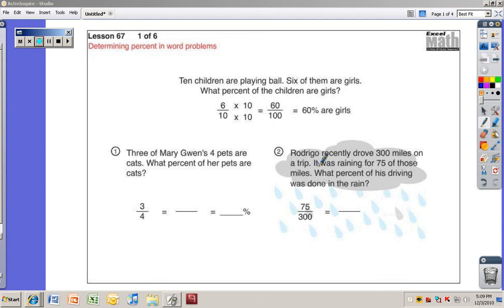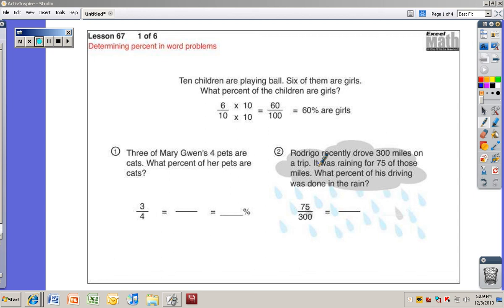This is Excel level 6, lesson 67, determining percent in word problems. Pretty simple lesson here. I'm sure you guys won't have any trouble with it. Just keep in mind that fractions, decimals, percents, ratios, they're all pretty much the same thing.